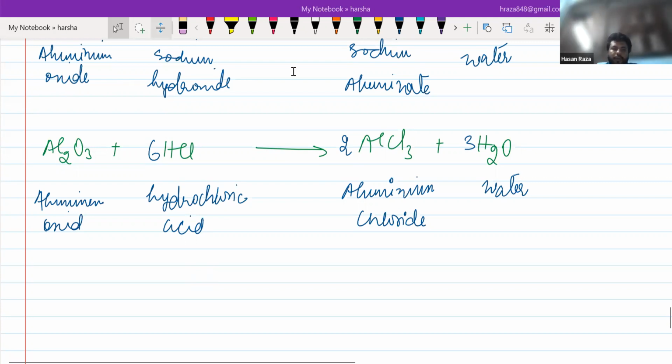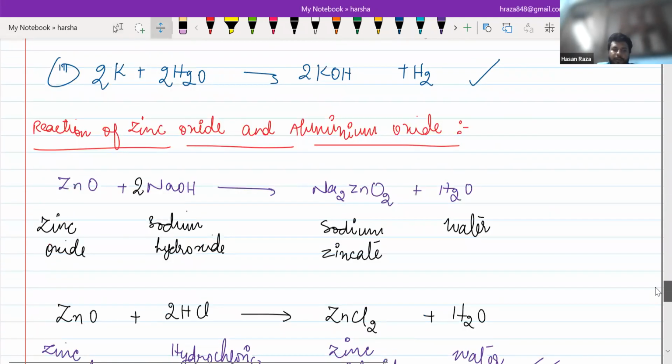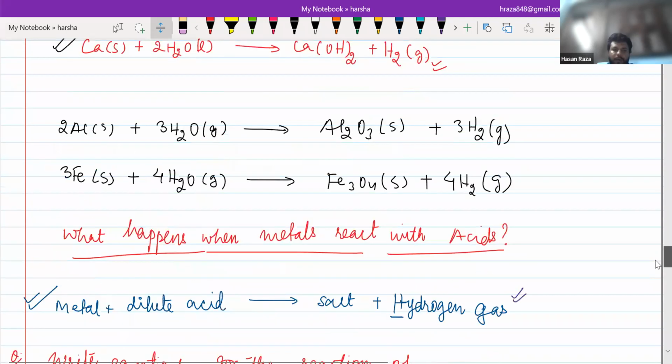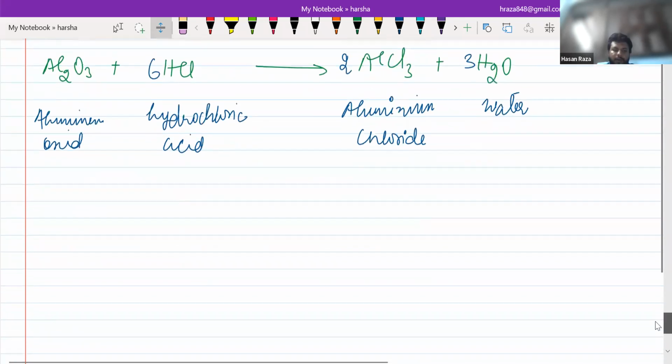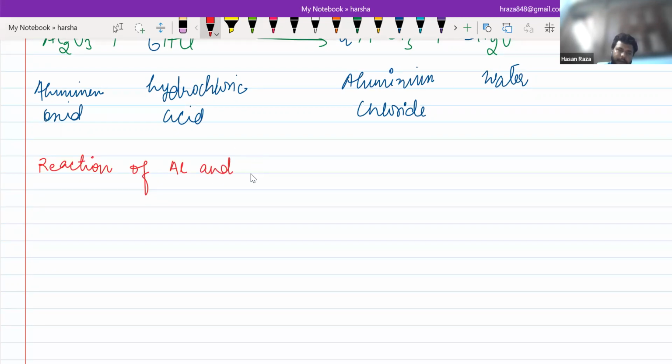Okay, Sarah. So we were doing the oxide reaction of zinc oxide and aluminum oxide. What happens when metal reacts with this? Now I am going to give you a reaction of aluminum and iron with water.